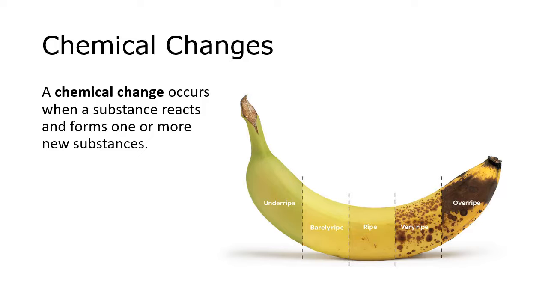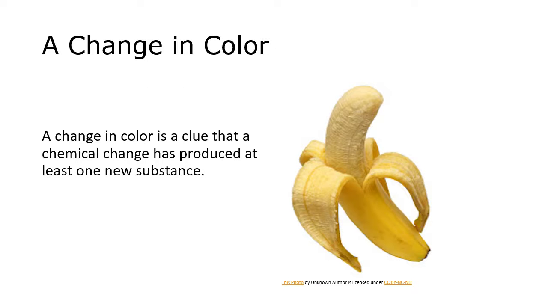What you are witnessing with the ripening of a banana is a chemical change where the starches of the plant convert to sugars, making the banana much sweeter and softer. A chemical change happens when a substance reacts with another substance to form one or more new substances. There are 5 different indicators of a chemical change.